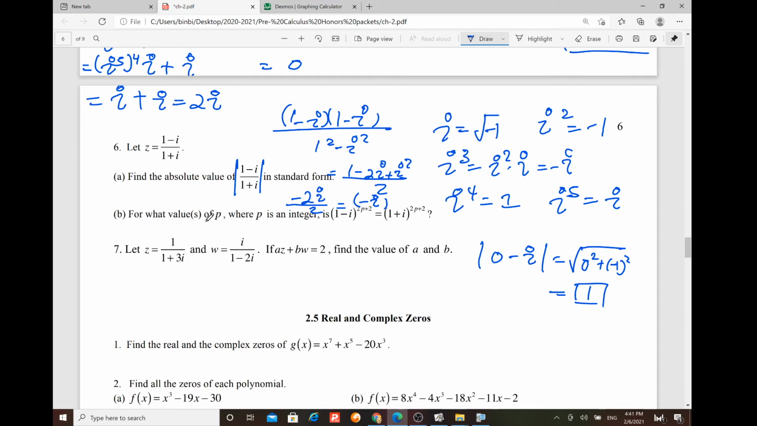For what values of p, where p is an integer, is (1 minus i) to the power of 2p plus 2 equal to (1 plus i) to the power of 2p plus 2? Okay? So this one basically is just like a binomial expansion again. It's the same power for both sides. If they're both equal, well, it looks like p could be any integer. P is an integer. You can say positive or negative integer.